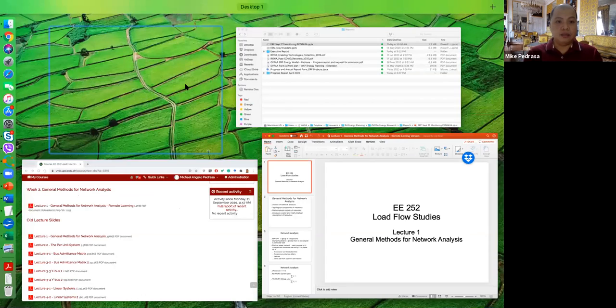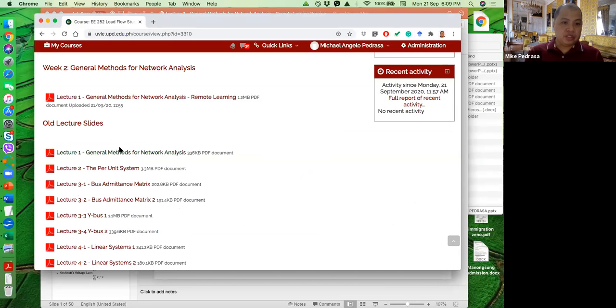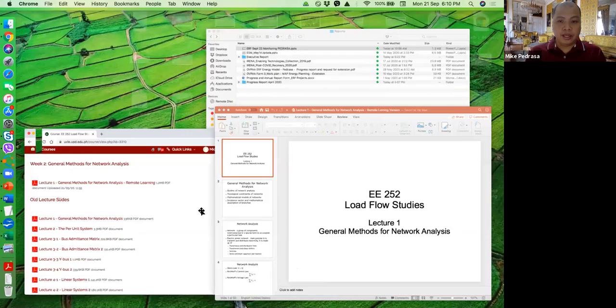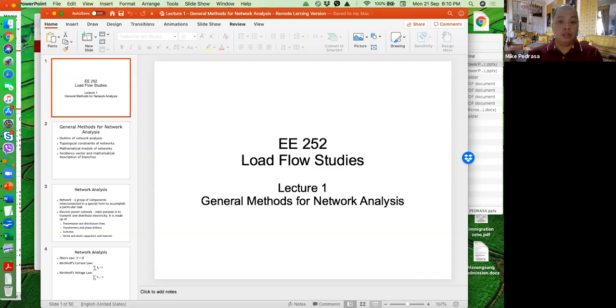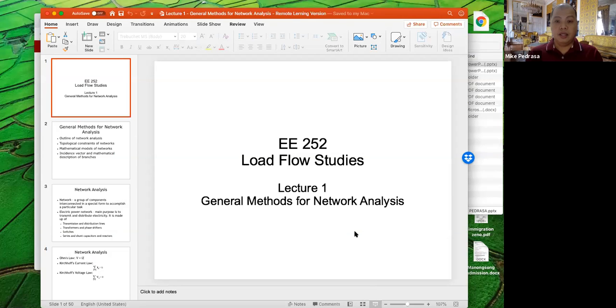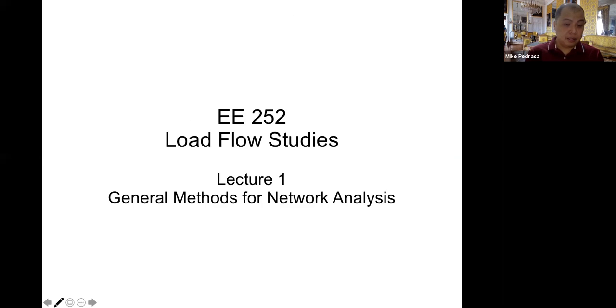I'll just pull it out right now. This is the old version, and this is the new version, the remote learning tab. There are just additional slides. Normally, I solve the examples on a whiteboard, but we do not have that right now. So I already solved the example and put the slides there. Tonight, I'll give a lecture on general methods for network analysis.